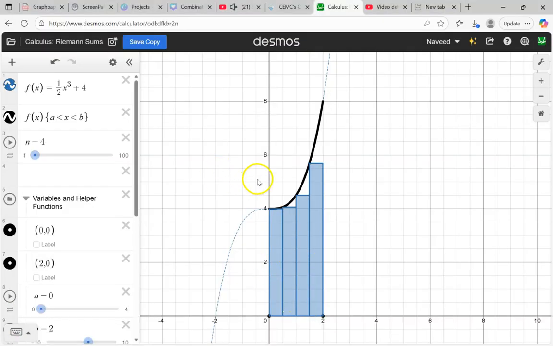So remember, suppose we have this function. I chose this cubic function, and we have an interval from 0 to 2, and we want to find the approximate area under the curve using the Riemann sum. Now there are four subintervals, therefore there are four rectangles, right? But notice what happens. This is not very accurate.